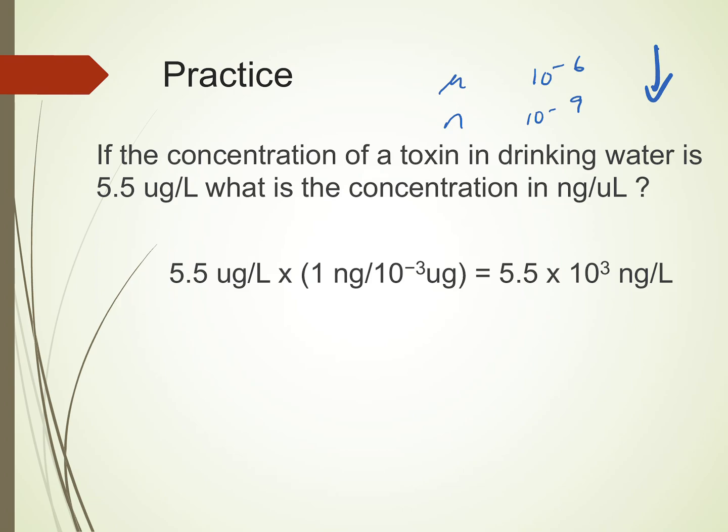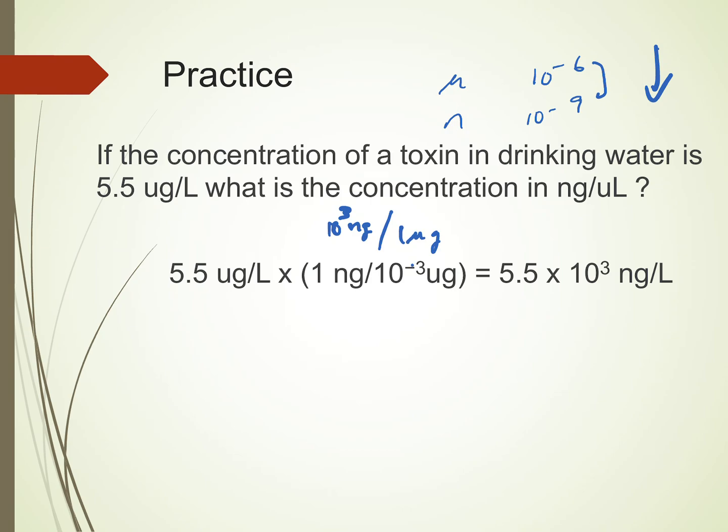We go from 5.5 to 5.5 times 10 to the third. There's the conversion. They're a difference of a factor of 3 apart. So there's 10 to the 3 nanograms in a microgram. Or your brains might work better like this: 10 to the 3 nanograms in 1 microgram. You get the same answer.